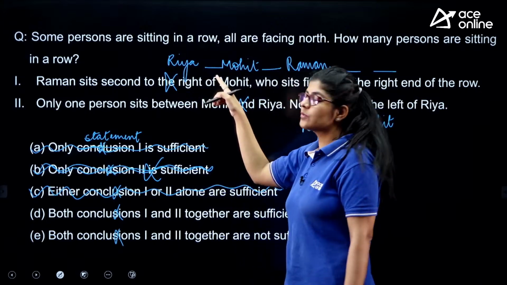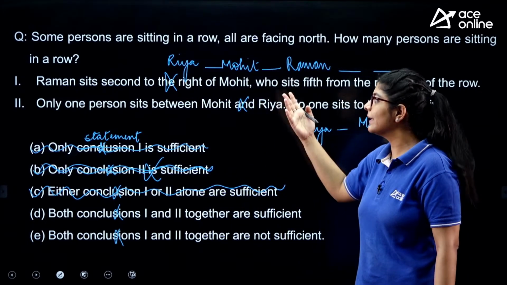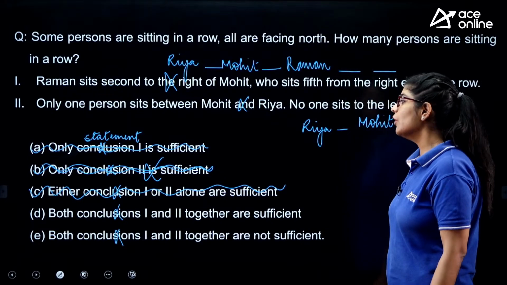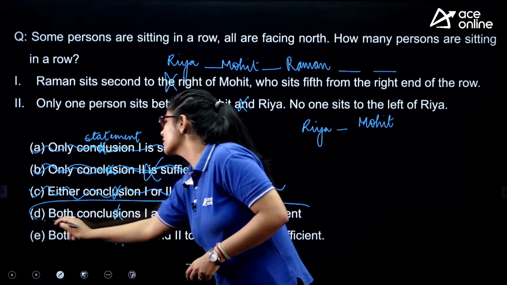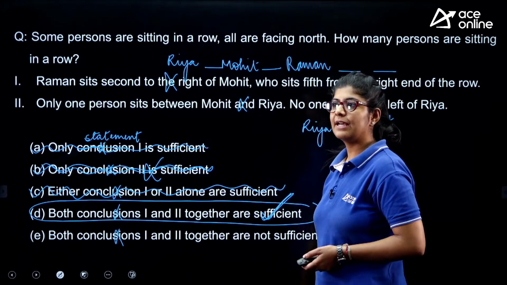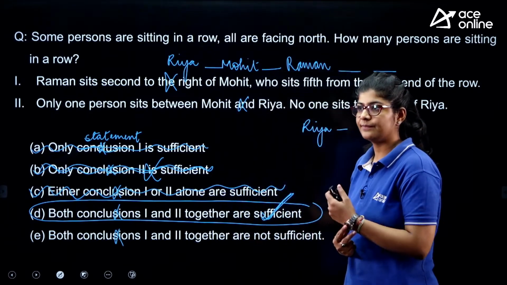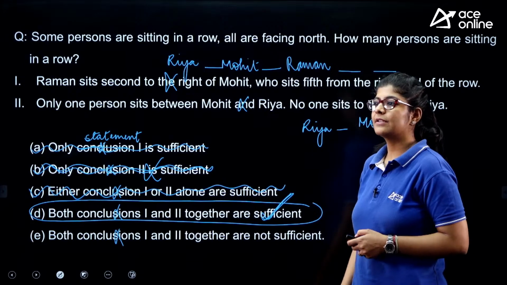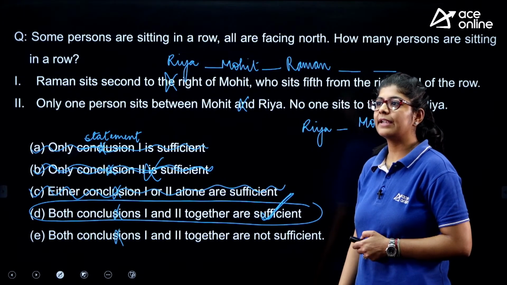With the help of this one, we can easily count the number of persons who are sitting in a particular row. So what we need to do? We need to combine them together. That means your option number D is the correct one. Both are required to give the answer. Clear? Next. Very good. Option number D is the correct one.